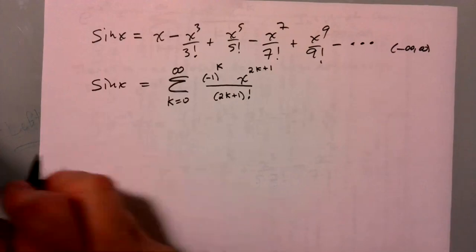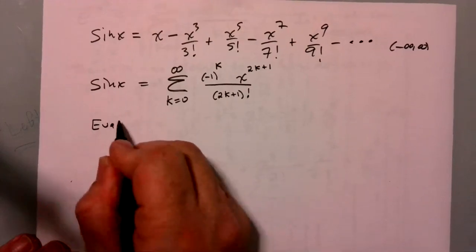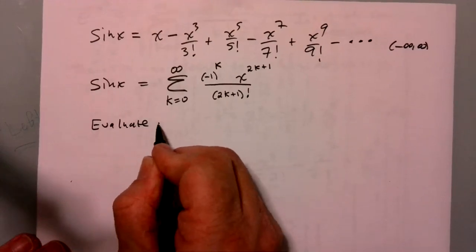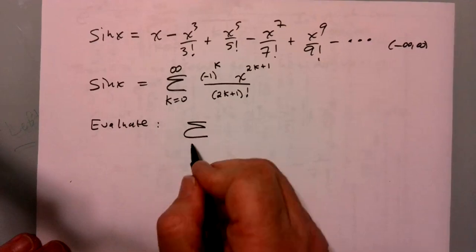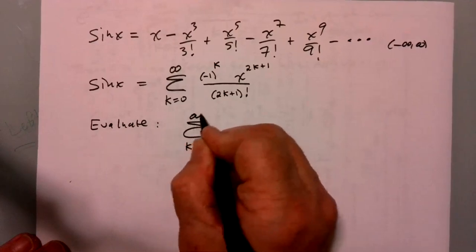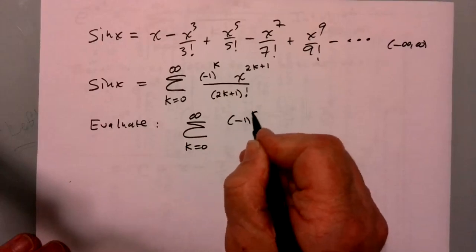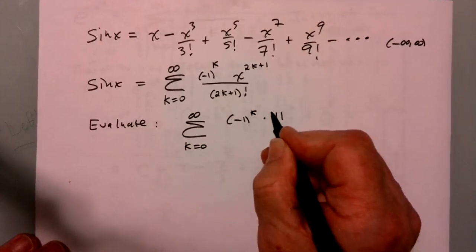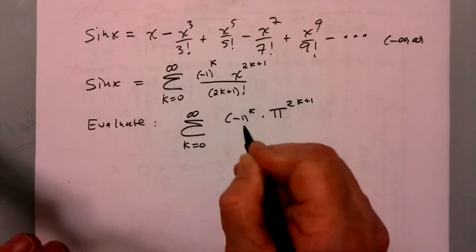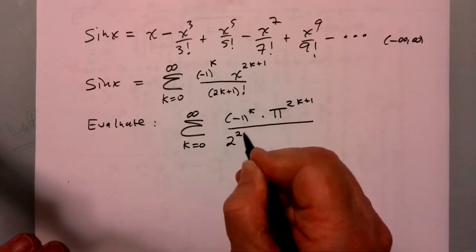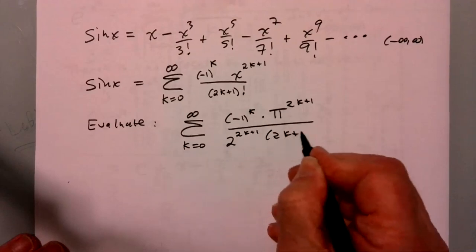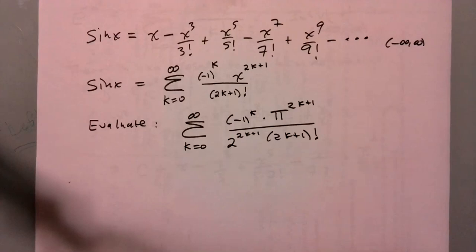And let me ask you guys to evaluate the following. Put your answer in the comment list, please. And I trust everyone's going to get this one right because I am confident. All right, so see what you can do. See if you can figure out what that sum will be by appealing to the Maclaurin series, the Taylor series centered at 0 for sine x. Write your answers in the comments when you get there.